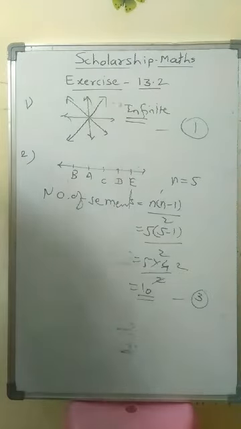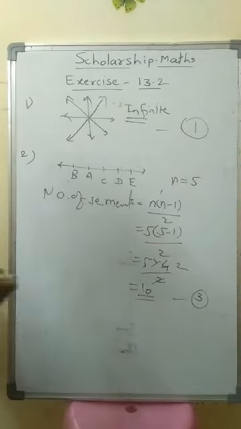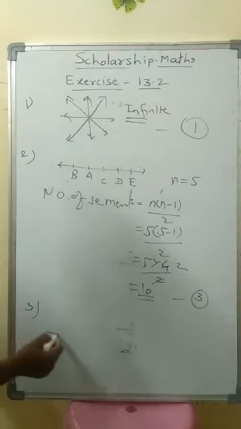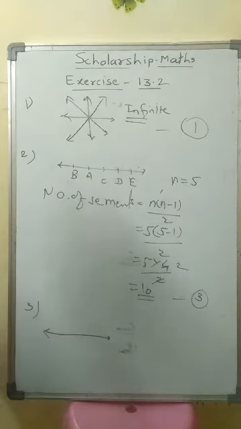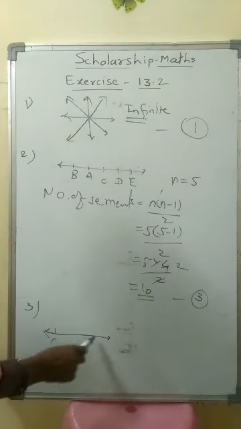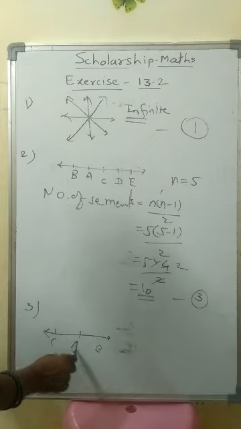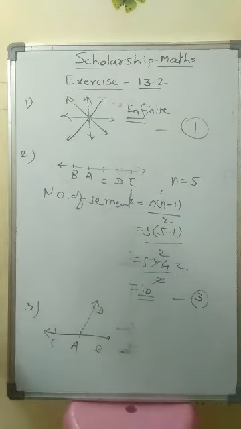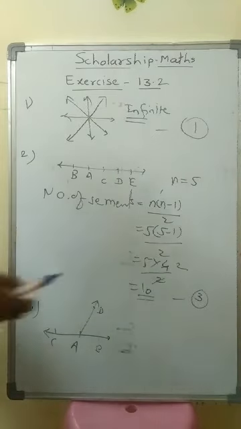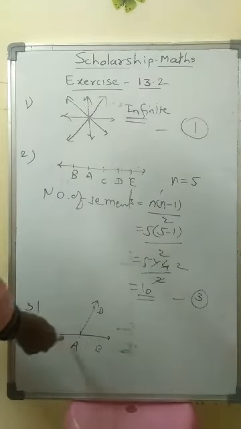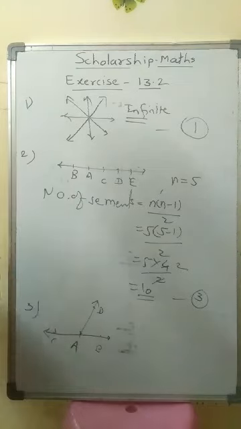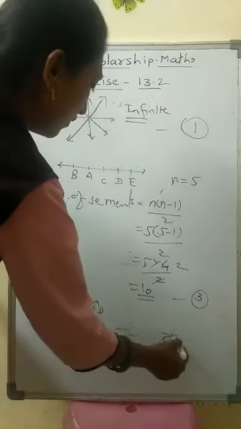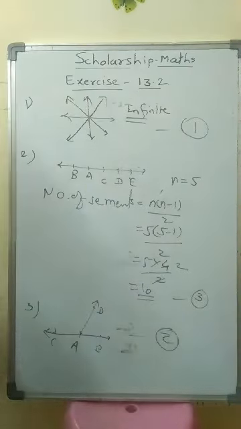Third: name the pair of opposite rays in the figure. Look at the diagram here. This is the diagram. Here is the C point, here is the B point, here is the A, and this is the D. Now opposite rays form a line. Rays AC and AB, so option number second is the answer of that third question. I hope you all understood very well.